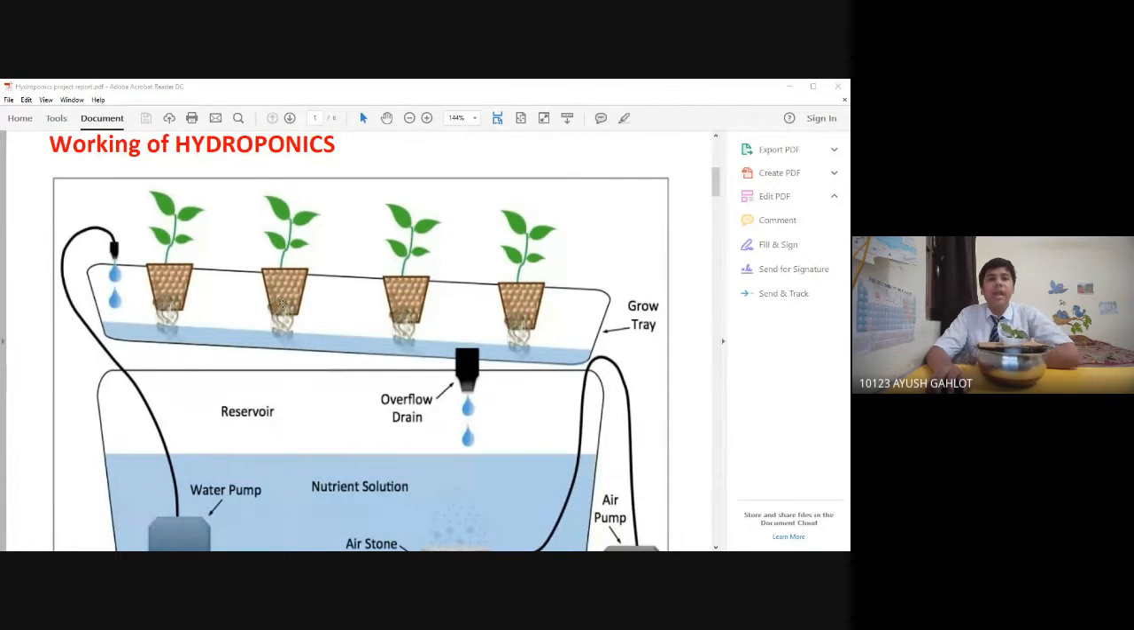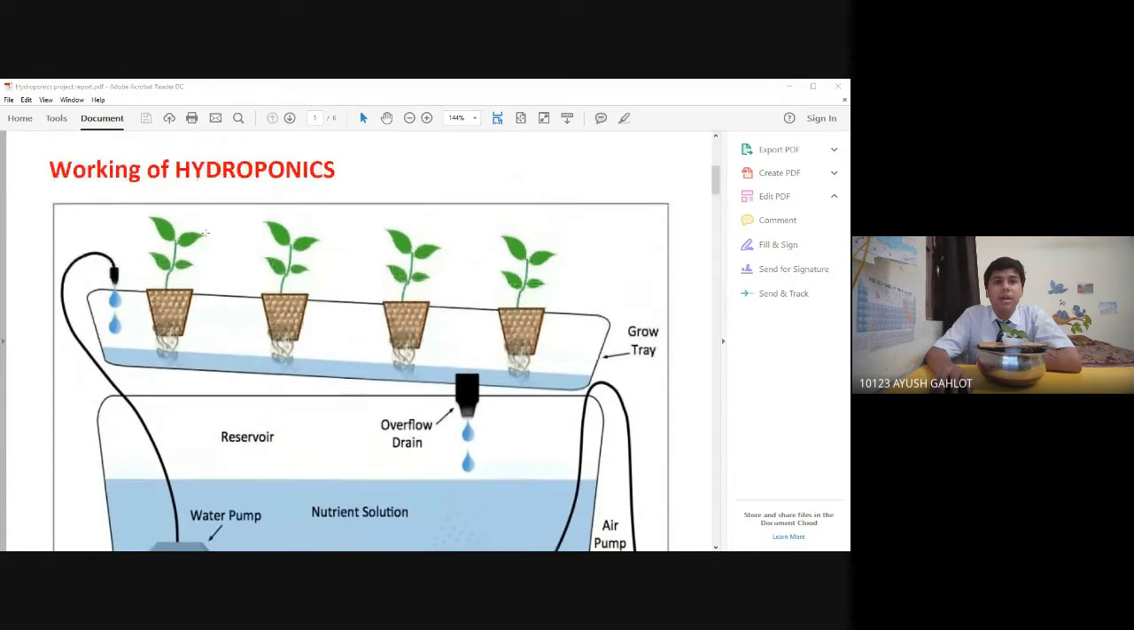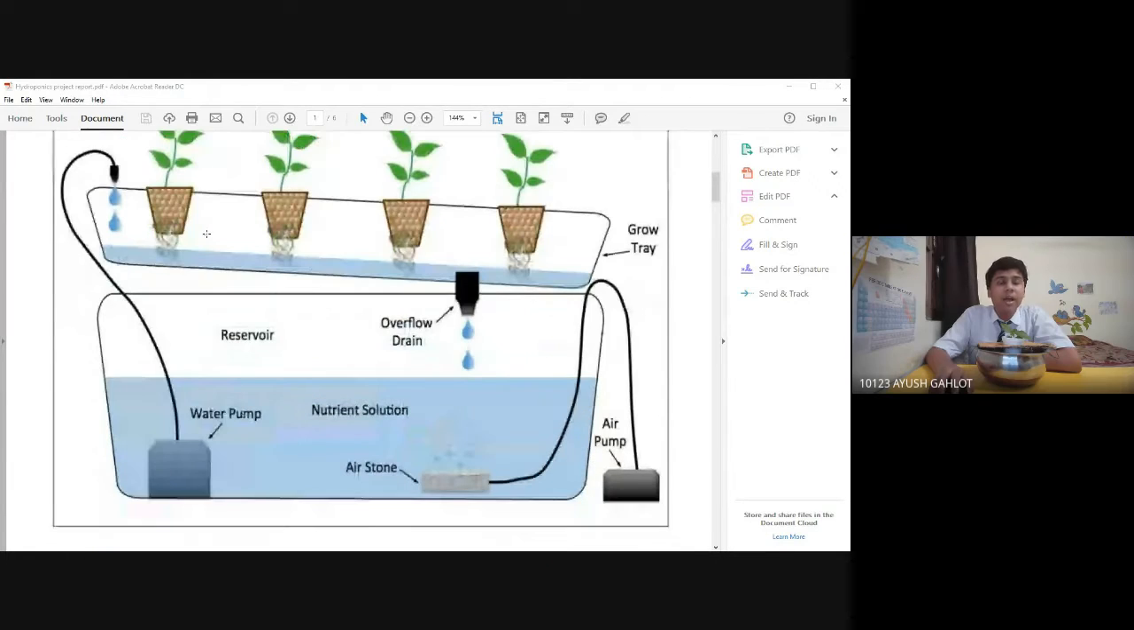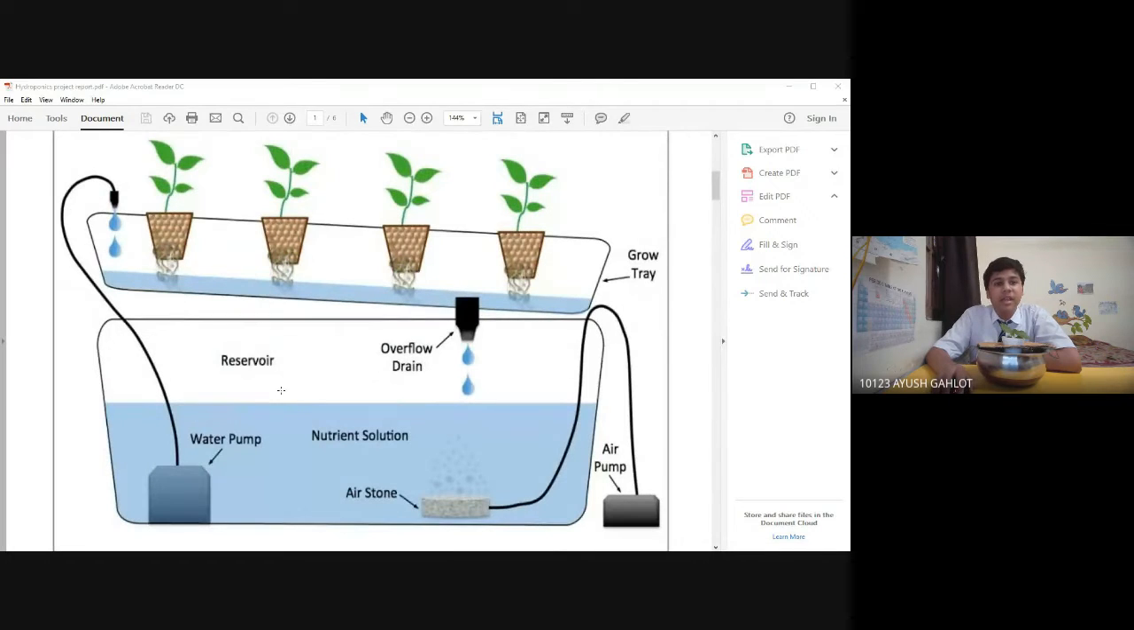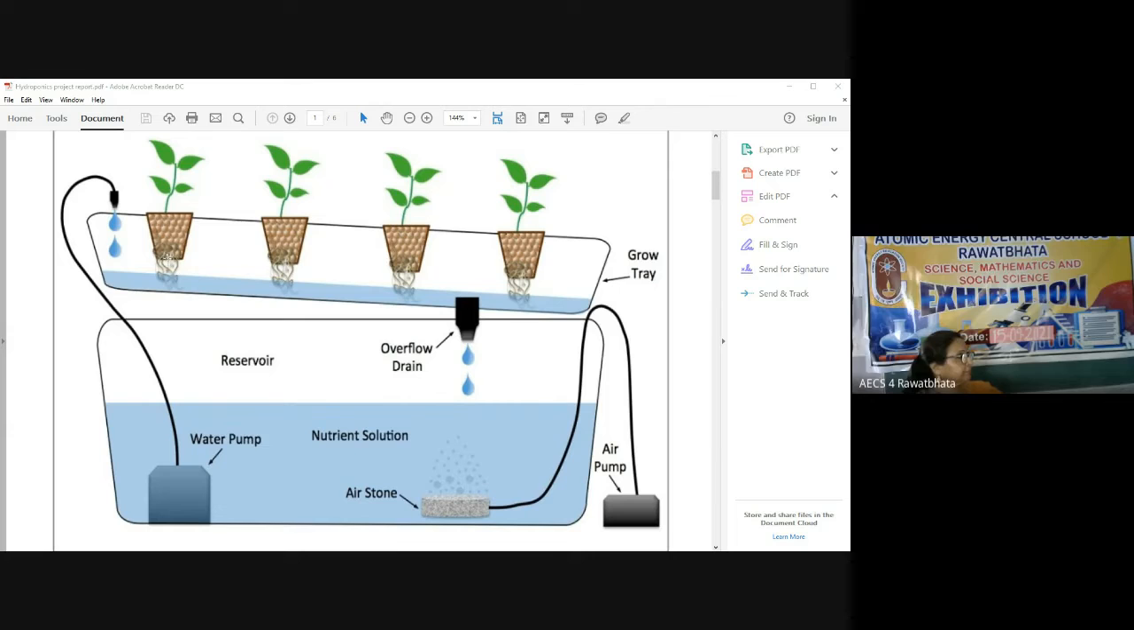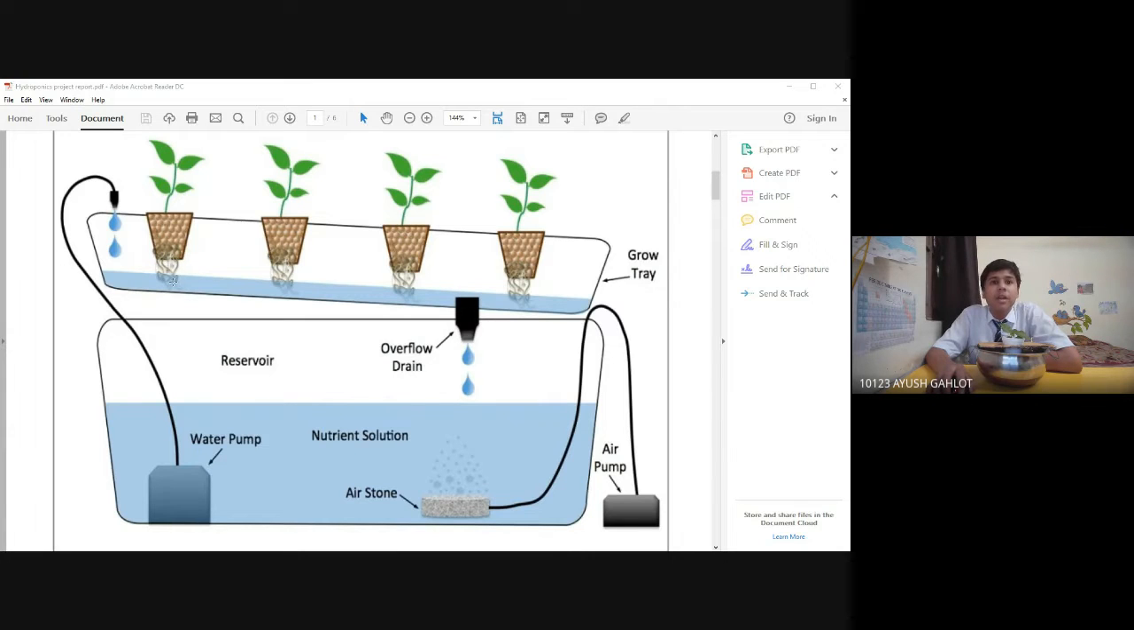Yes, ma'am. Like in this, I will show the working of the model of the hydroponics. In this, what happens? There is a reservoir in which there is water with nutrients mixed in it, and a water pump which pumps the water in the tube or pipe of the plant which contains plant, and the roots of the plant are submerged in the water, which takes the nutrient and the plant grows.